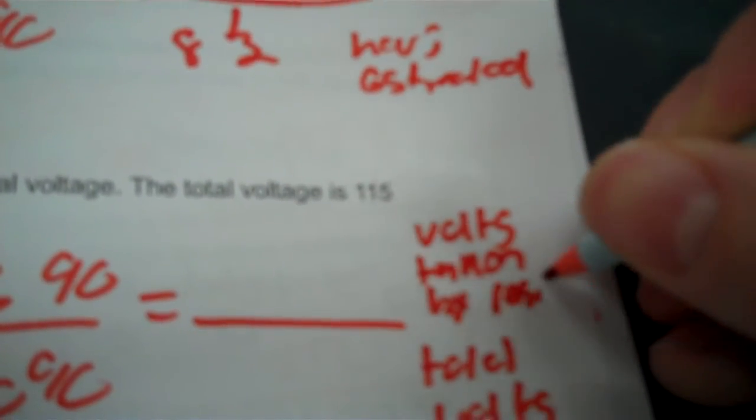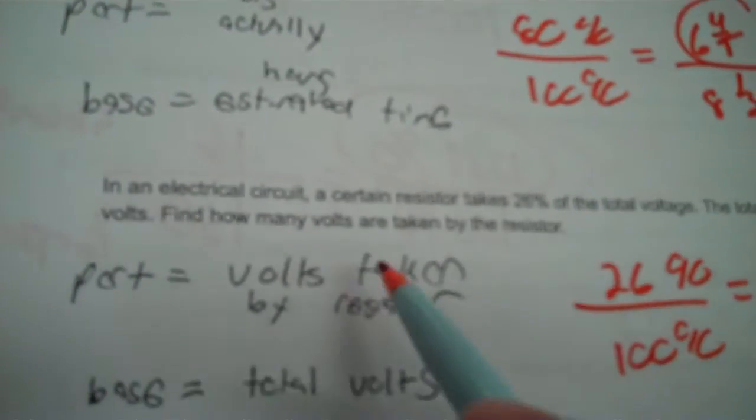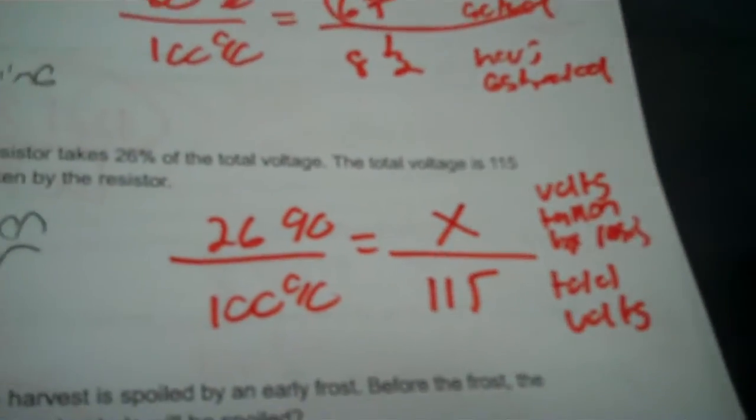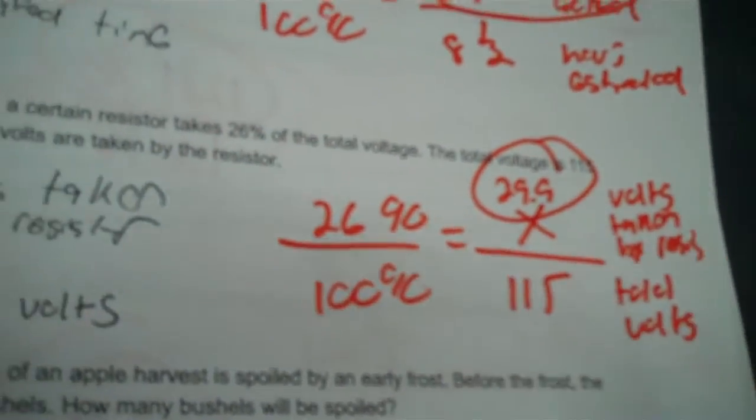You can abbreviate, or you can just look here and look. Okay, it says the total voltage is 115. You're trying to find how many are taken by the resistor. So you cross multiply and divide, you get 29.9 or 30.